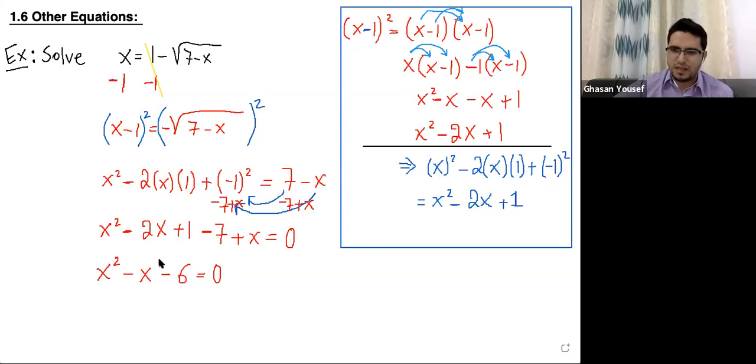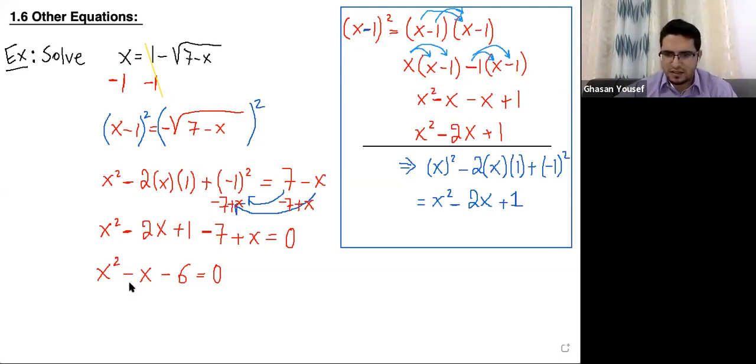Again, last time I said we have 3 ways to solve any quadratic equation. The first one is by using factoring. The second way is by using completing the square. And the third one is by using the quadratic formula. But here we're going to use factoring. What is the factor of this quadratic? I'm looking for 2 numbers whose multiplication is minus 6 and whose sum is minus 1.